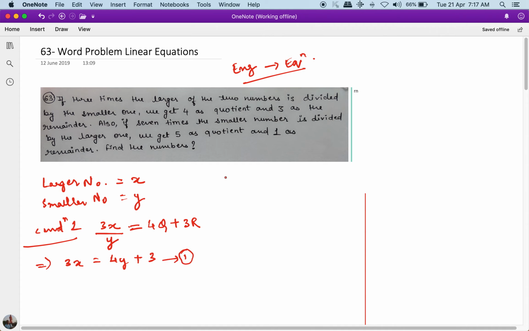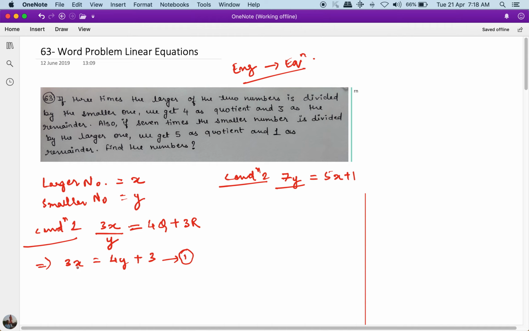Now look at condition 2. Condition 2 says if 7 times the smaller number, which is y, is divided by the larger number, we get 5 as the quotient and 1 as the remainder. So this is 7y equal to 5x plus 1.